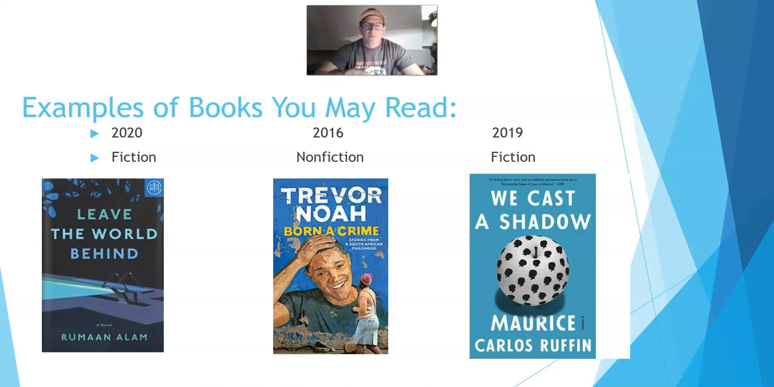Trevor Noah's Born a Crime. As long as you didn't read this in high school; at the high school I worked for, Parkview, the 9th graders started reading this book during 9th grade year. So if you were taught this book, no, okay. But if you weren't taught this book, then you could read it. Even though it is nonfiction, it tells a story. It tells the story of his life growing up in post-apartheid South Africa. The book We Cast a Shadow is a fictional book, again, about a dude and what he's facing and what he's going through. So these are all some cool books, okay?